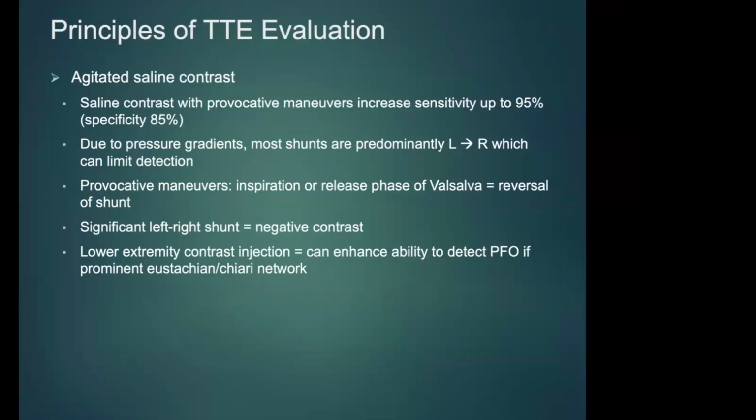And so agitated saline is really, really critical in terms of identifying these shunts. Saline contrast with provocative maneuvers, up to 3 or 4, either that be intra-abdominal pressure, tilt table testing, or asking the patient to do Valsalva, increases the sensitivity up to almost 95%, where color Doppler kind of leaves you in the 25% area, especially for smaller defects. And so due to pressure gradients, most shunts are predominantly left to right. But with provocative maneuvers, we can reverse the shunt and see contrast bubbles, usually a puff of smoke in small defects, from right to left.